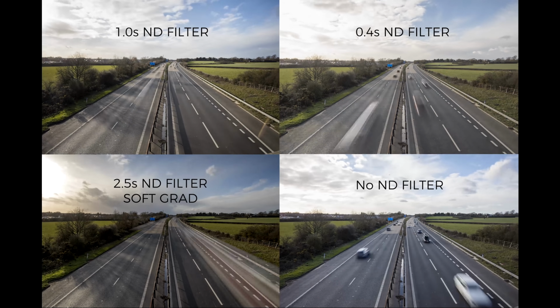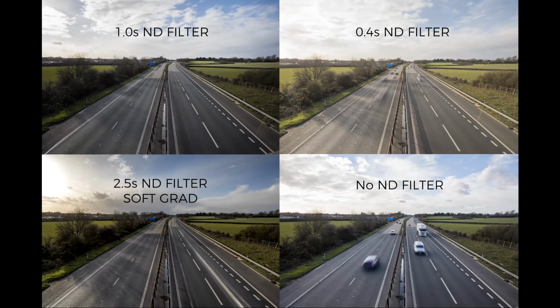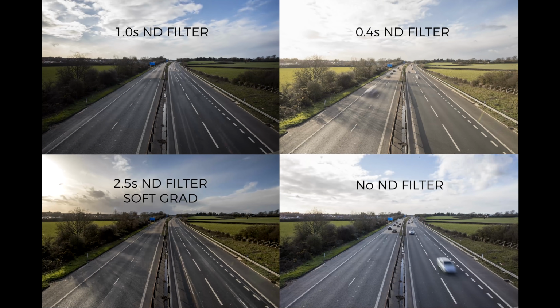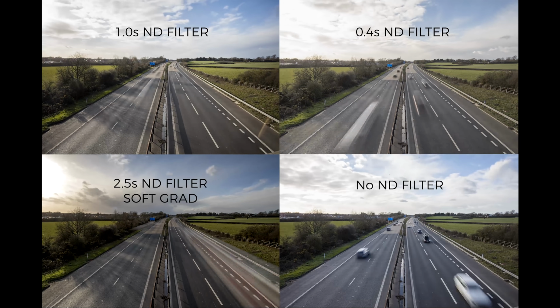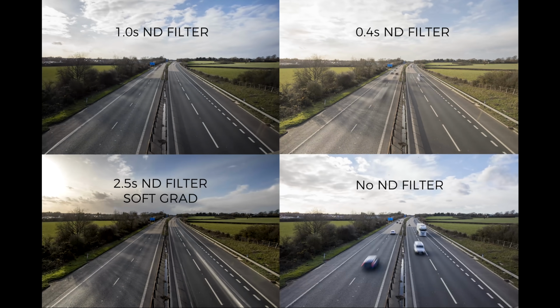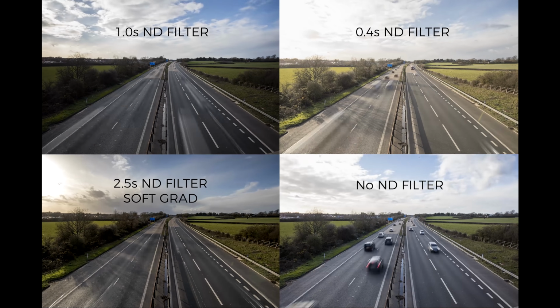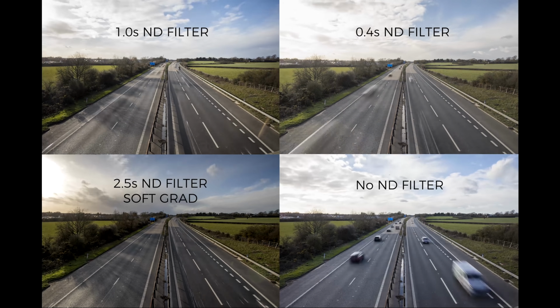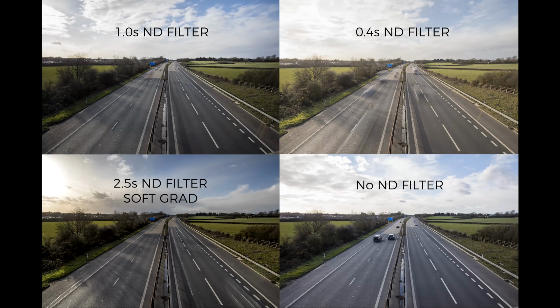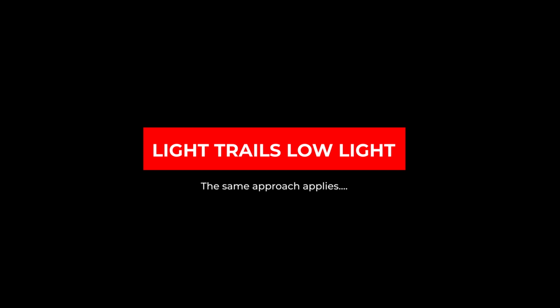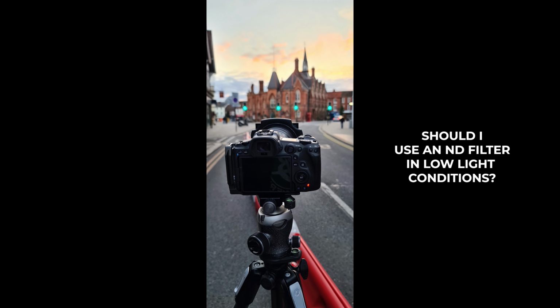And in the bottom right hand corner, no ND filter at all. Let's move on. So my optimal choice here would be the soft gradient filter for the sky and the 0.4 second ND6 for the traffic. So everything we've just spoken about with the Lee Filters app during the day, the same technique absolutely applies to nighttime or low light level conditions.